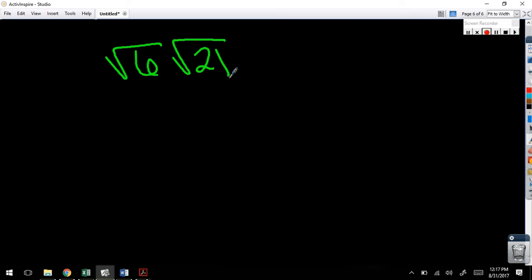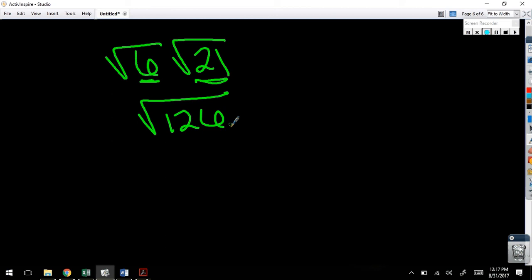Do the same thing. Well, there's not a perfect square that goes into 6, and there's not a perfect square that goes into 21. Multiply them together. What do you get? 126. Now, is there a perfect square that goes in there? Check and see. Use your calculator. There it is.